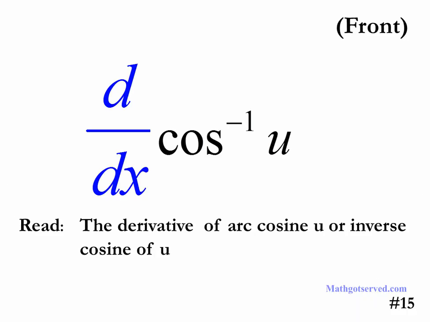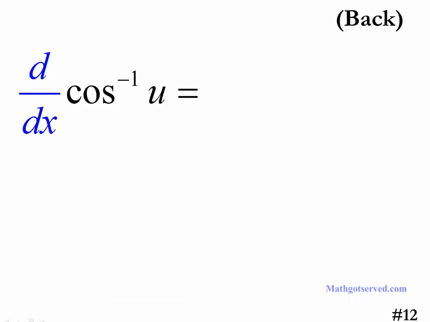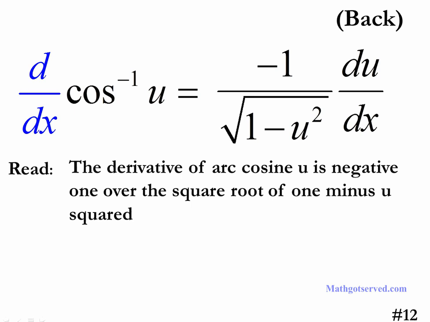Formula 15. This is read: the derivative of the arccosine, or the inverse cosine of u, is negative 1 over the square root of 1 minus u squared, times du dx. Remember, this is a composite function. That's why we have the du dx piece there.